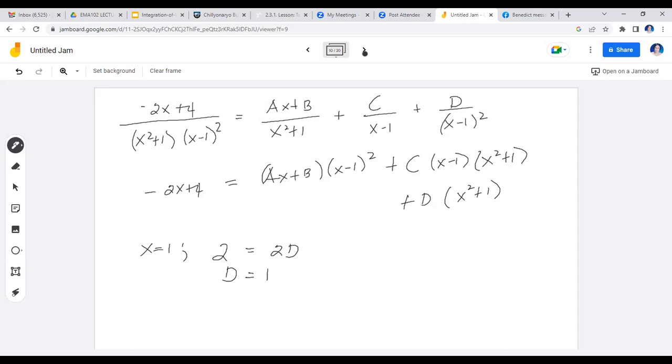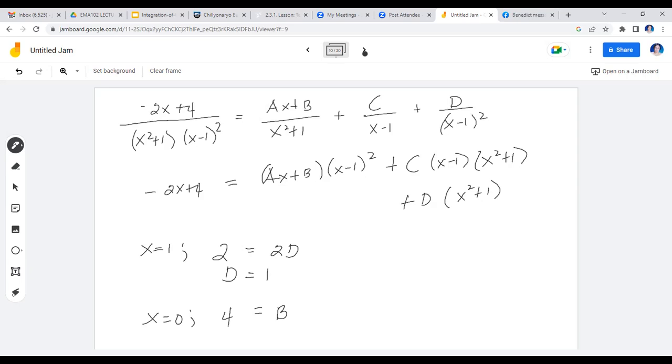Okay? Now, if you assign x equal to 0, so you will assign x equal to 0 to everything here. So you will have 4. You have 4 here. And in here, you will have 0. You will have here b. This will be 0 minus 1. -1 squared is 1 times the b. So you have the b.